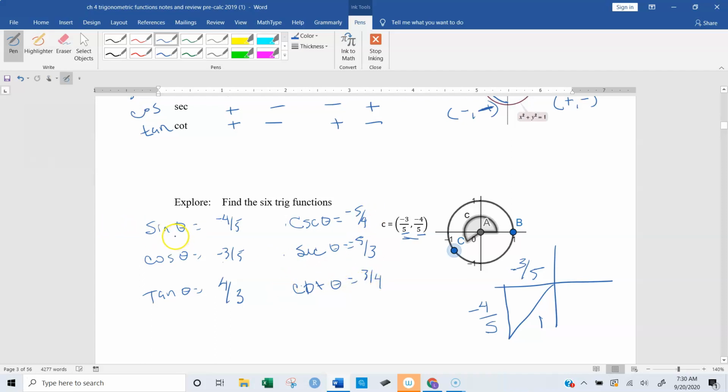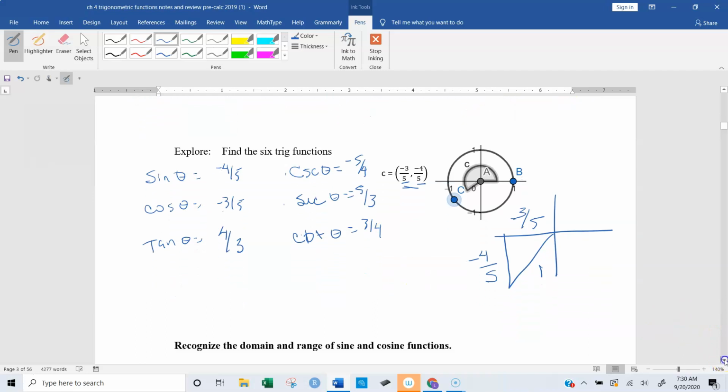Don't forget to put the theta here. It's very important. You cannot have the sine of nothing. The sine, cosine, and tangent are functions, so it's got to be the sine of the angle. So the theta is very important. All right, I hope you did a good job.